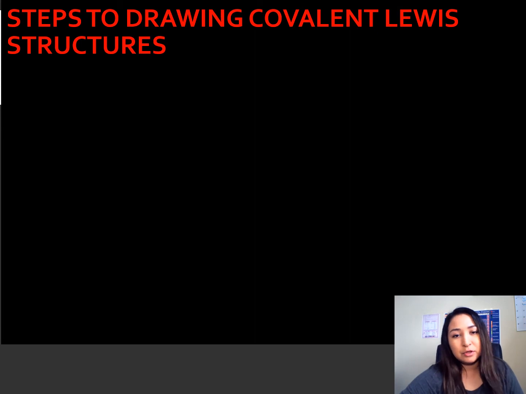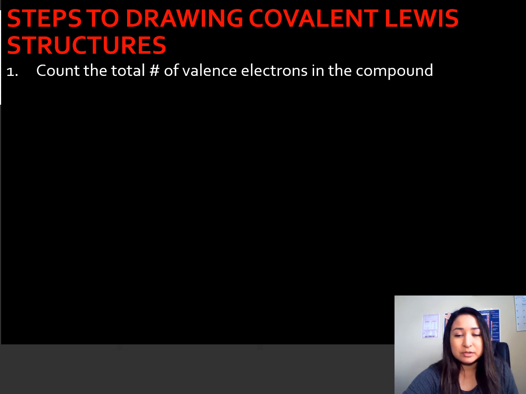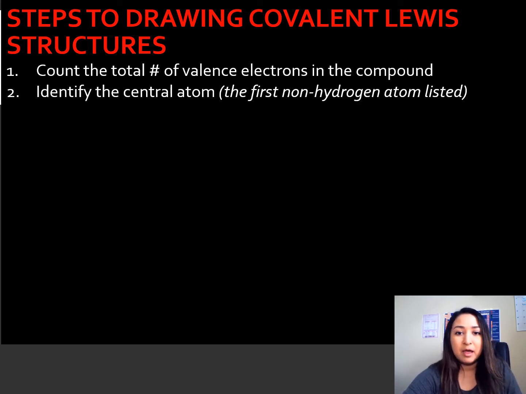So one thing that you are going to have to be able to do is find the bond energies, but now for molecules, so like for bigger compounds. So the first thing you would need to do is count the total number of valence electrons in the compound. Identify the first non-hydrogen atom listed. Not only is it the non-hydrogen, but it is also the least electronegative.